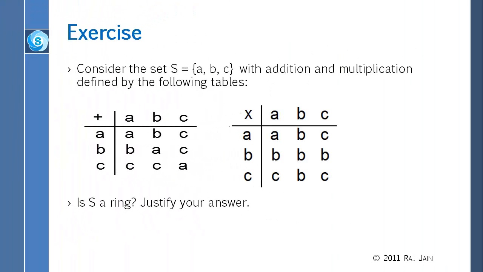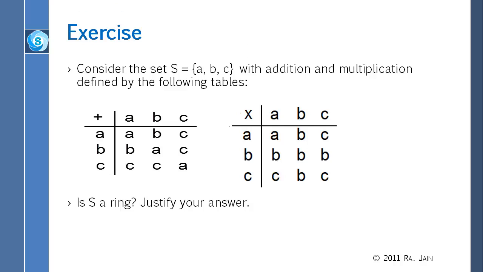Here's a set. It has 3 elements, A, B, C, and the plus operation is defined as in the table. And the multiplication operation is defined as in the table. Now you have to verify whether all those conditions are satisfied for the ring. Is S a ring? Obviously you see that it is closed with respect to summation because the result of the summation is in the set, and it is closed with multiplication because the result of the multiplication is in the set. The question is whether all of these other things are true.